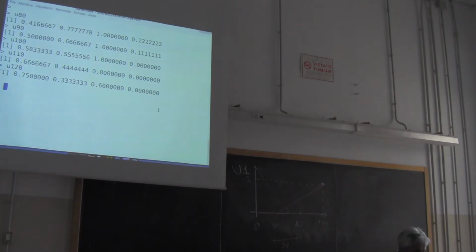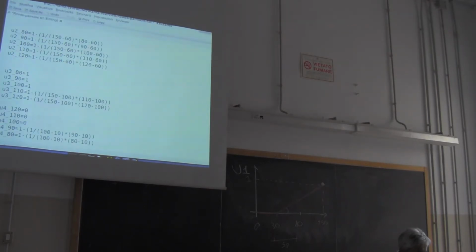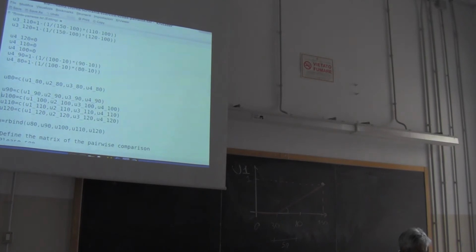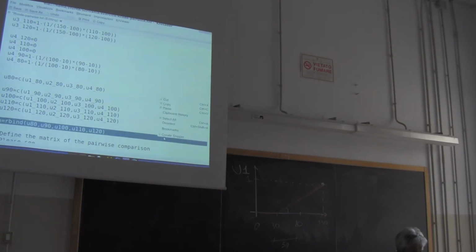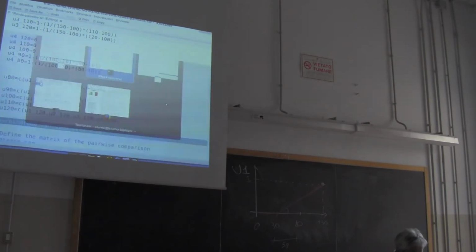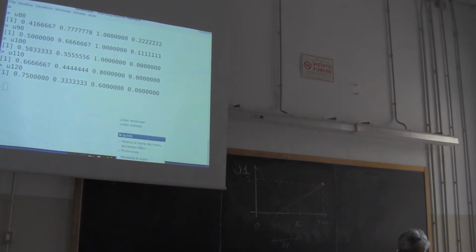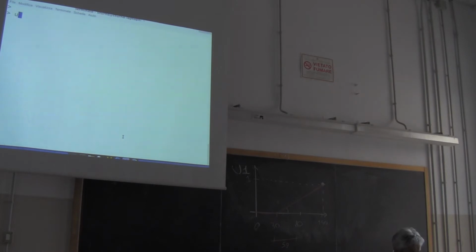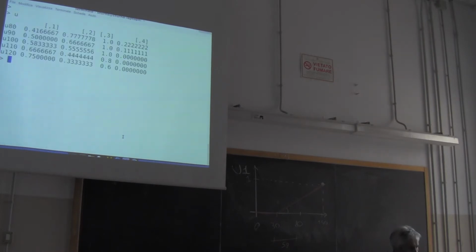Okay, so let's go back. Now, these are our utilities, and if you look at the code, all of these utilities are put into a matrix. So let's copy it and paste it. If you clear the screen and you type U, you have all the utilities, which is nice to see.